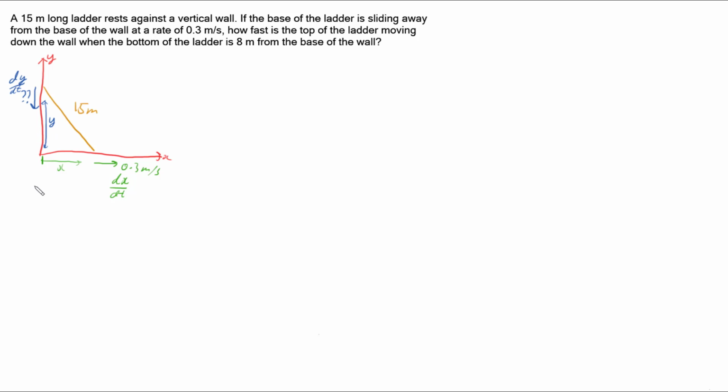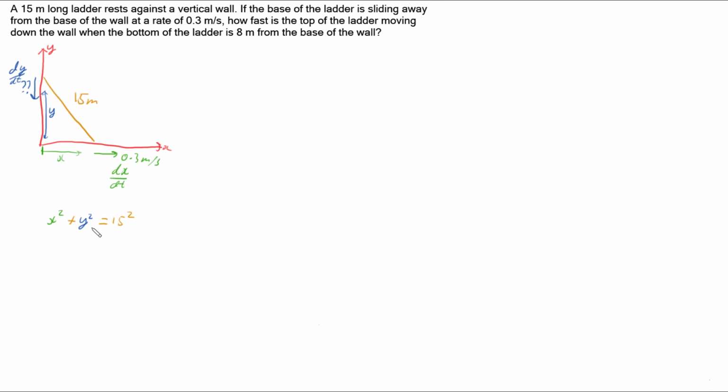And so that means I can actually go to Pythagoras' theorem and say that x squared plus y squared equals 15 squared. And this enables me to set up a rule that relates what's happening to the top of the ladder and the bottom of my ladder, because that's what Pythagoras' theorem does. So now to get the rates, I'm going to derive this equation with respect to time.